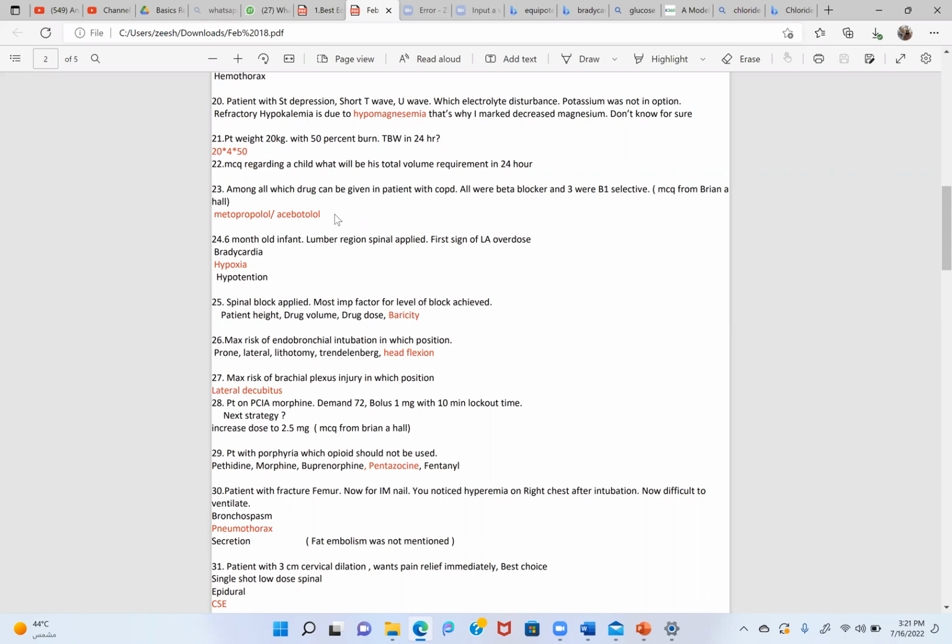Actually, in this scenario, they would like to have a beta blocker with inherent, what is that called? Inherent sympathomimetic activity. Yes. So I think this is acebutolol, if I'm not wrong. Okay.